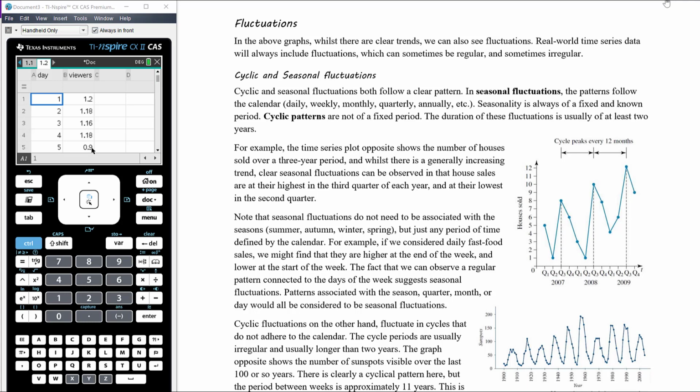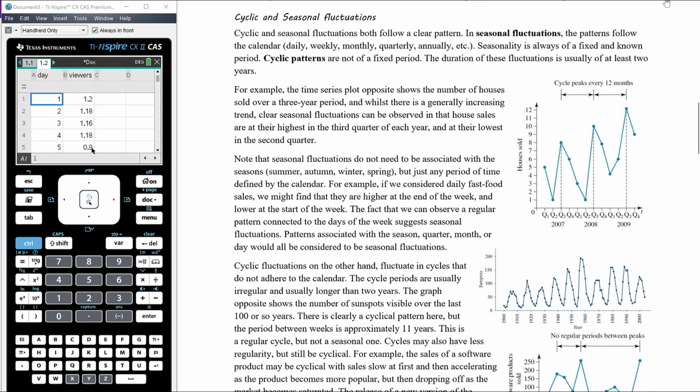Okay, so let's have a look at some plots here. So the first plot where we're looking at time and houses sold over a 3-year period, we're seeing an increasing trend. We're also seeing fluctuations, but we can note that those fluctuations aren't irregular. They're actually seasonal in that we're getting a trough in the second quarter and a peak in the third quarter every year. Okay. The difference between the peaks and the troughs varies from year to year.